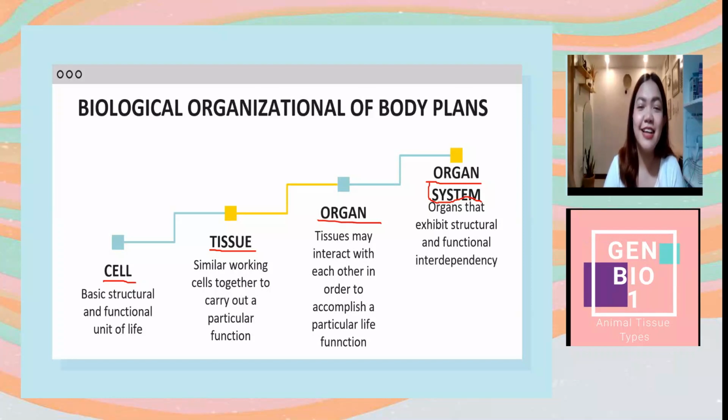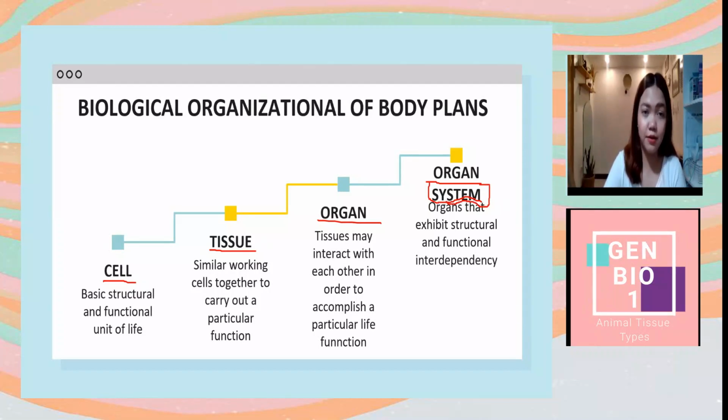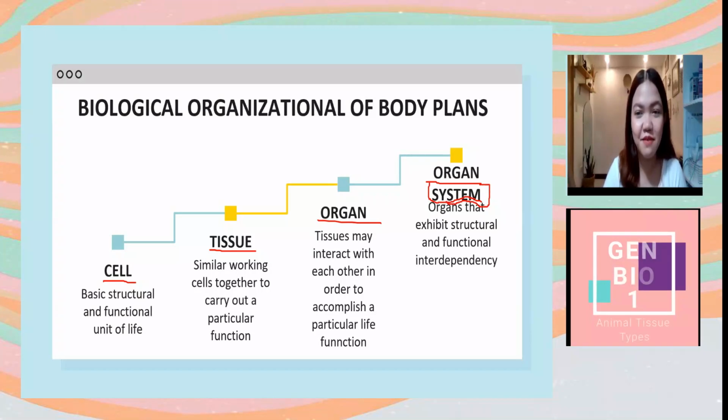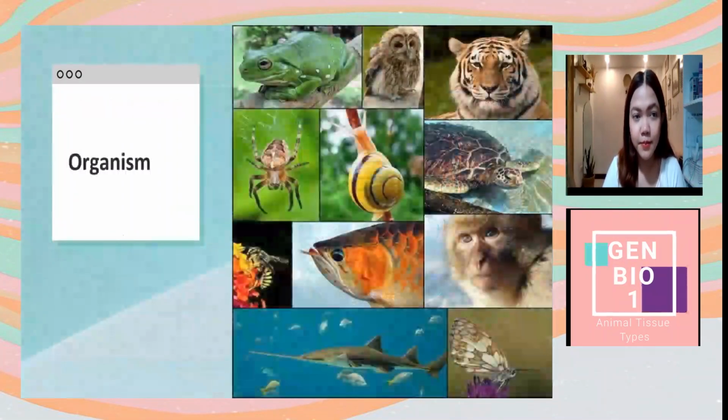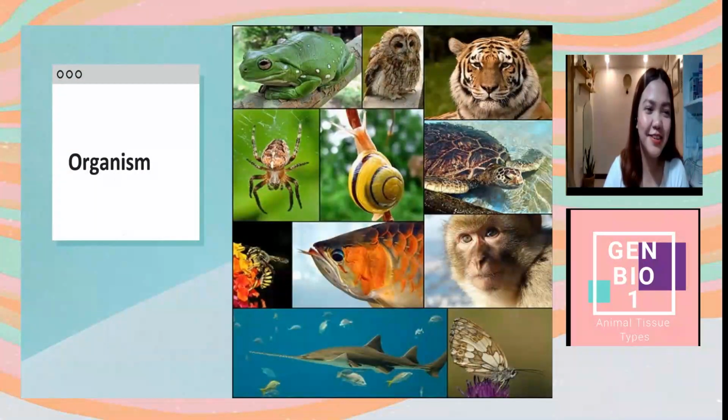Okay? So that's why we have this organ failure, diba? Whenever your heart fails, automatically that leads to organ failure. Or if your brain fails you, yeah, it's organ failure then. Okay? So after your organ system, you have now your organism. Wow, that's us.